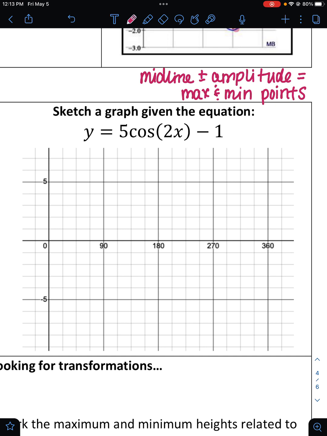So the first thing I'm going to do is start with my midline. So this cosine graph has been shifted down 1. So meaning the midline is right here at -1.